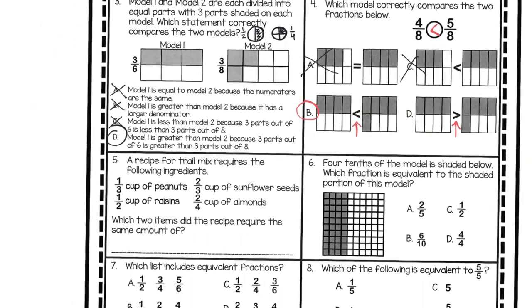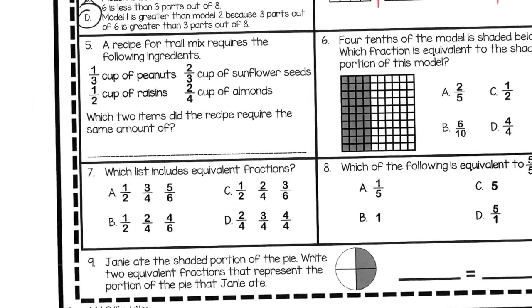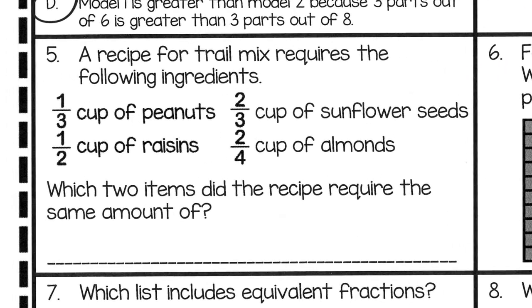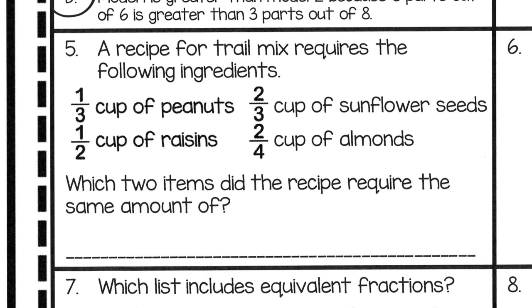Okay, I'm going to walk you through these last 5, okay? Number 5 says a recipe for trail mix requires the following ingredients. So you're going to need 1/3 of peanuts, 2/3 of sunflower seeds, 1/2 cup of raisins, 2/4 cup of almonds. Which 2 items did the recipe require the same amount of? Oh my goodness. So 2 of these numbers are the same. Goodness, how are you going to figure that out?